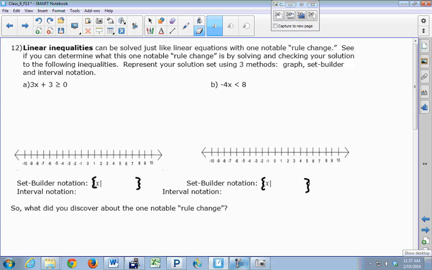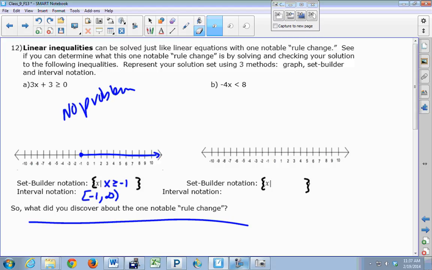Okay, so what interval represents the solution set for the first inequality? Could someone tell me the interval that represents the solution set for the first inequality in A? Yep. And the number line looks like this. And that's set builder notation. So solving the first inequality didn't involve anything different than solving the equation, right? Okay, so no problem here. You just solve it, all right?